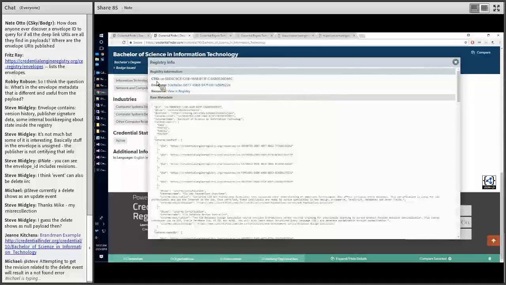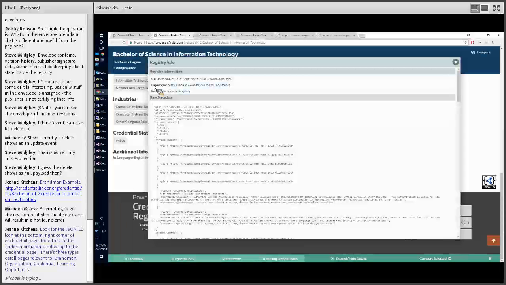What this contains is a few pieces of really useful information. You've got the CTID for whatever the resource is that you're looking at. You've got a link to the envelope, which is also the ID for that envelope. You've got a link to view that resource, just the payload itself in the registry. You've got the raw metadata here.